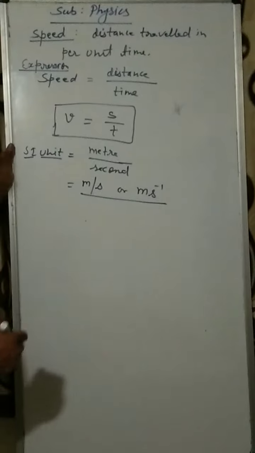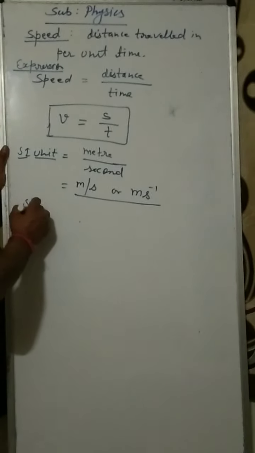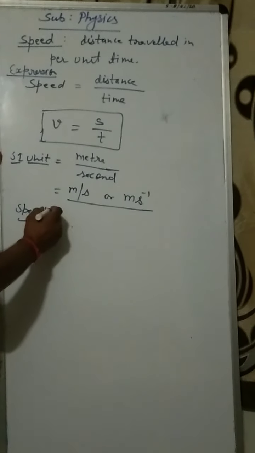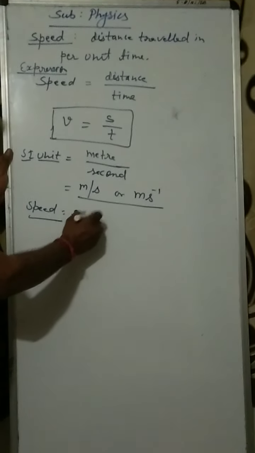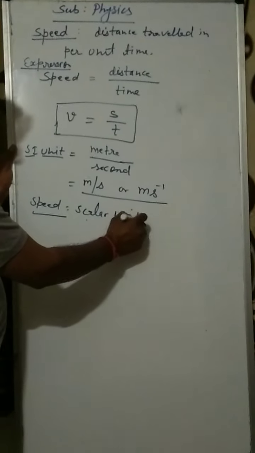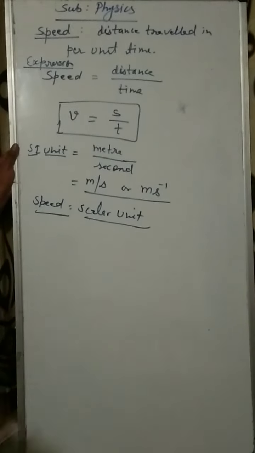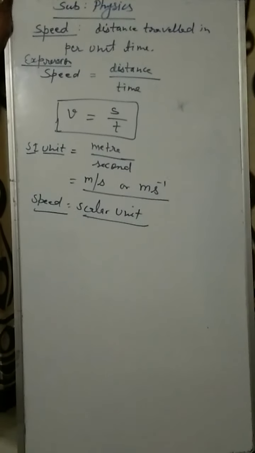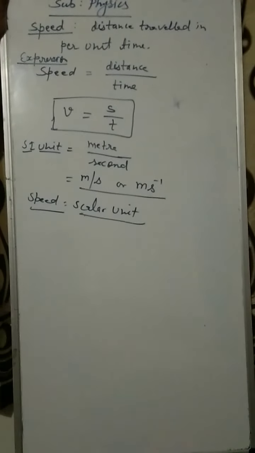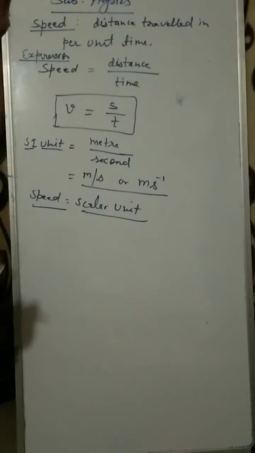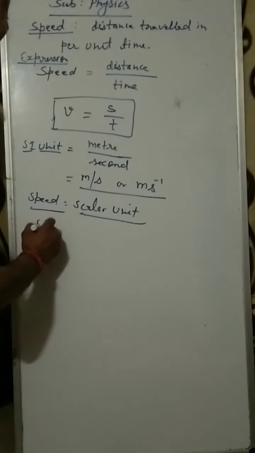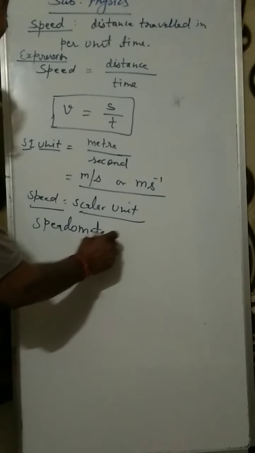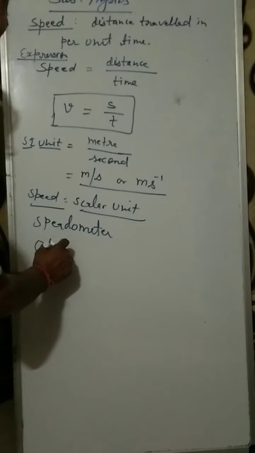Now about the type of speed. As speed depends on the distance, and distance is a scalar quantity, so speed is also a scalar quantity. You can see on automobile vehicles, some meters are fitted there. There are two types of meter. One is the speedometer and one is the odometer.